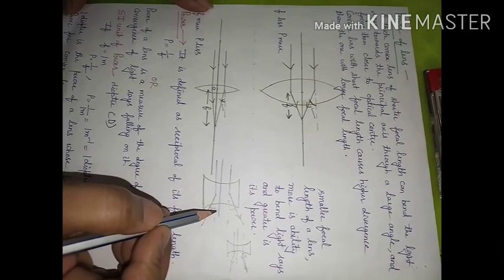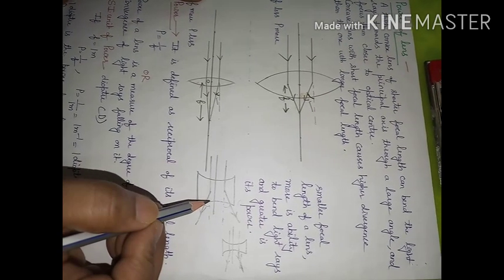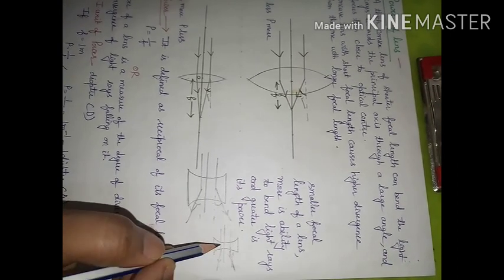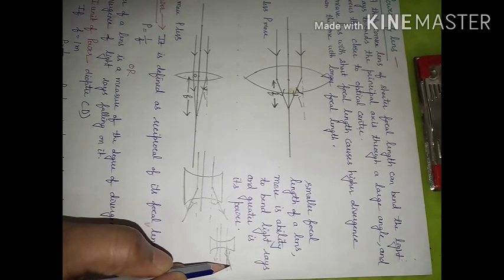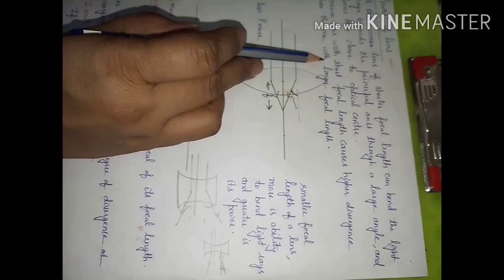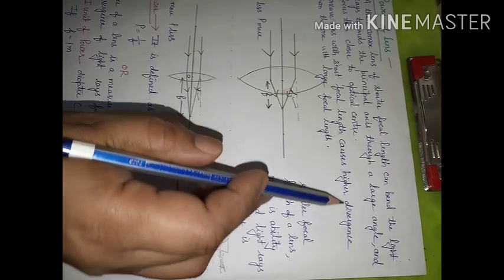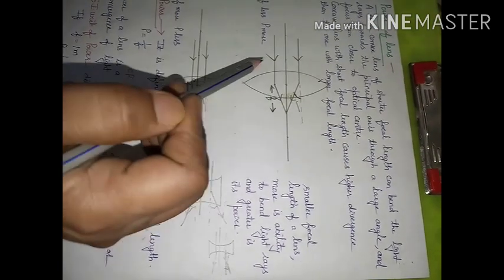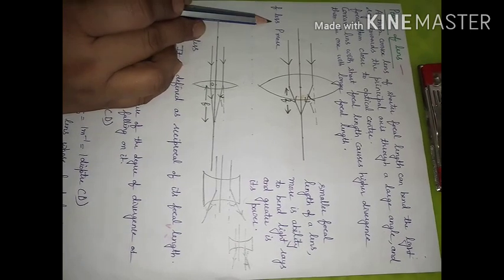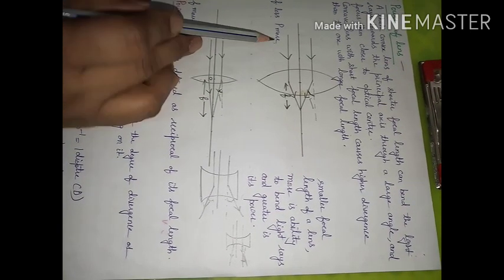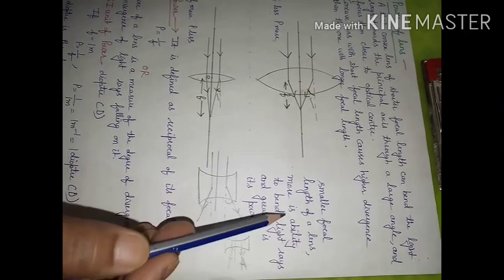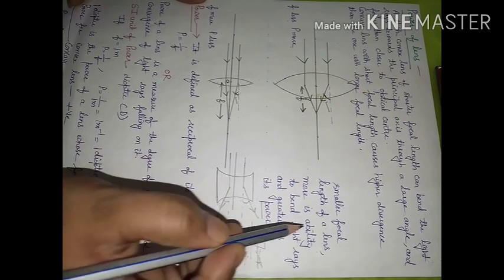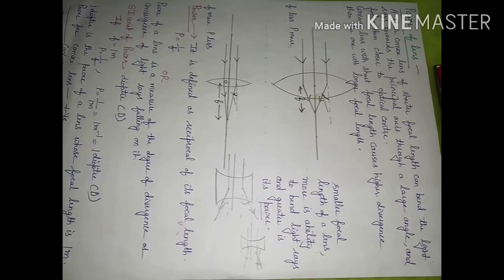In case of a concave lens, if the concave lens is thicker, then divergence will be by a large amount, and if we have a thin concave lens, then divergence will be by a small amount. So a concave lens with short focal length causes higher divergence than the one with longer focal length. So from here, if focal length is less, power will be more. Smaller focal length of a lens means more ability to bend the light rays and greater is its power. It means power and focal length are inversely related with each other.